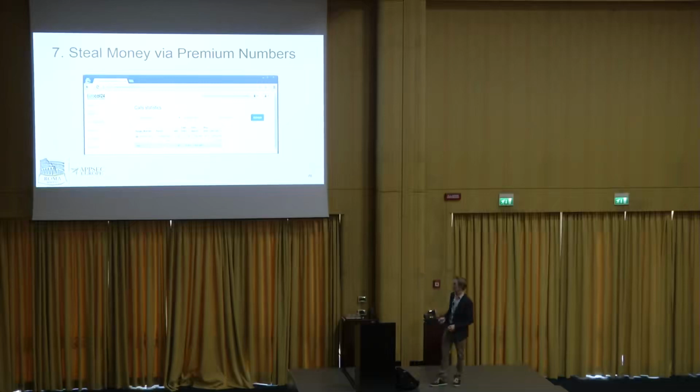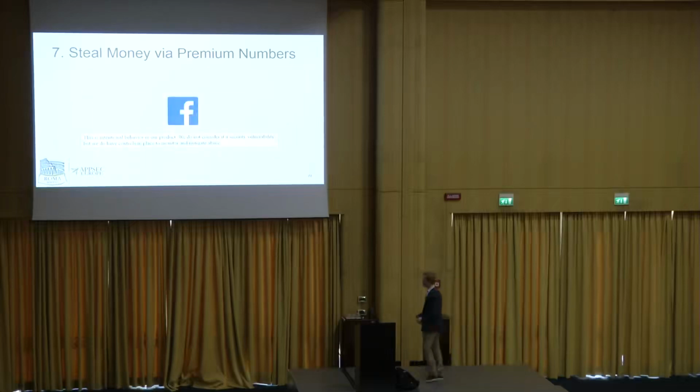So this is the point where I thought, okay, this proof of concept is good enough. I will send it to them. And I got the following response. This is intentional behavior in our product. We do not consider it a security vulnerability, but do have controls in place to monitor and mitigate abuse.